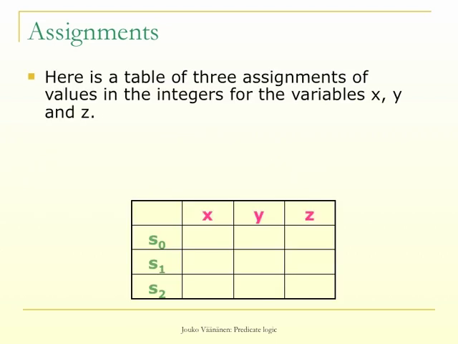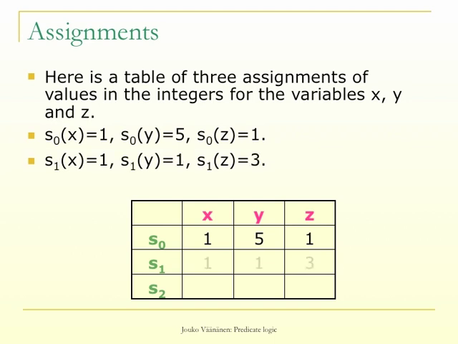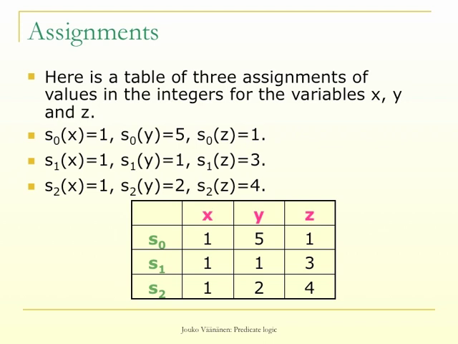Here is a table of 3 assignments of values in the integers for the variables x, y, and z. S0 maps x to 1, y to 5, and z to 1. S1 maps again x to 1, y to 1, and z to 3. S2 maps x to 1, y to 2, and z to 4. We can present such values nicely in the form of a table.